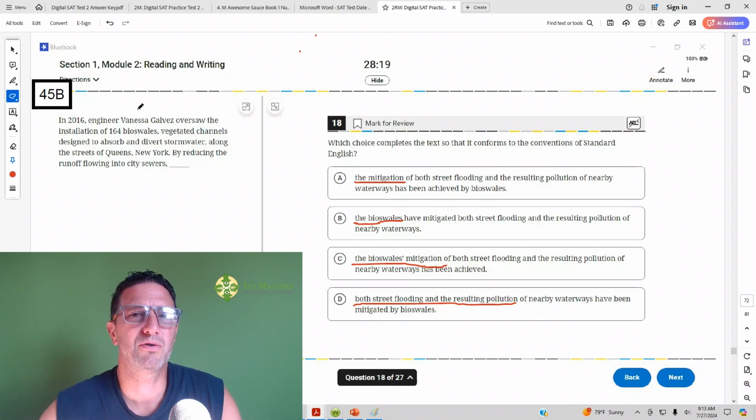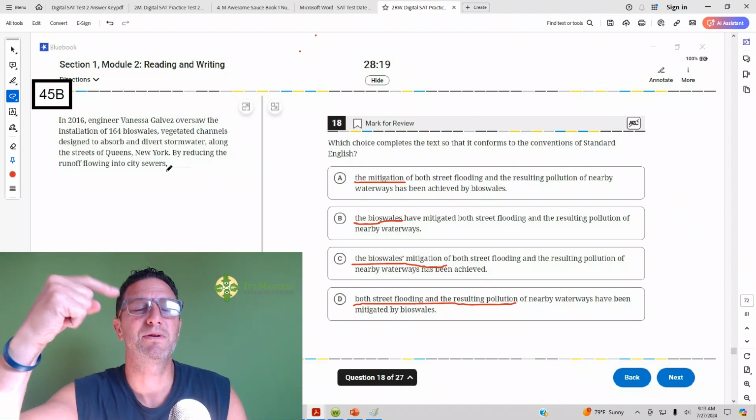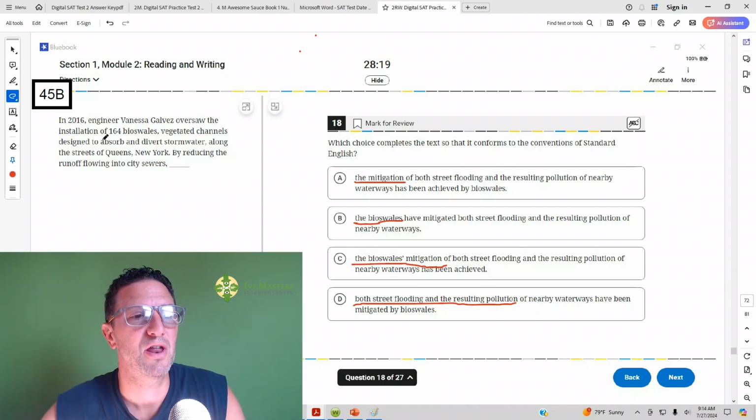So let's go to our passage here, and we're going to see that what follows the comma has to be doing what is being done before. Let's check it out. "In 2016, engineer Vanessa Galvez oversaw the installation of 164 bioswales, vegetated channels designed to absorb and divert stormwater along the streets of Queens, New York." Okay, so now we know what bioswales are.